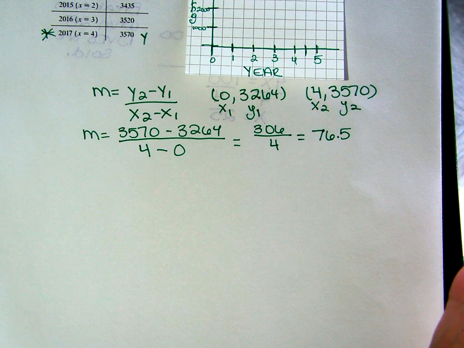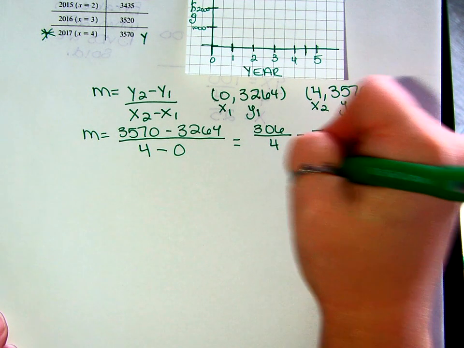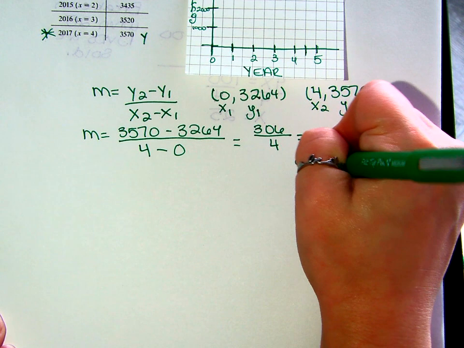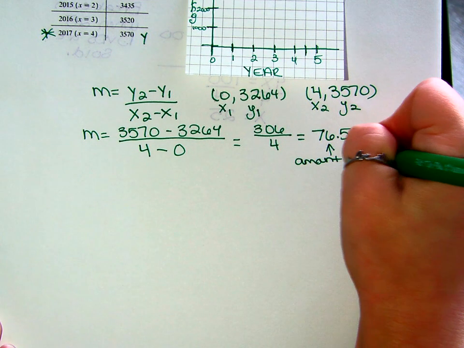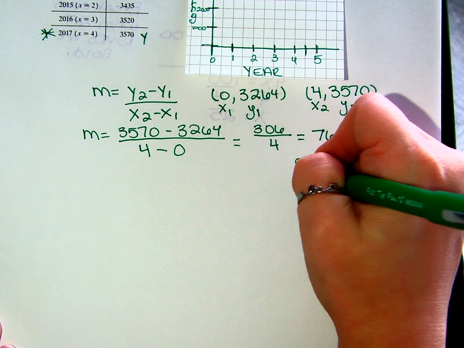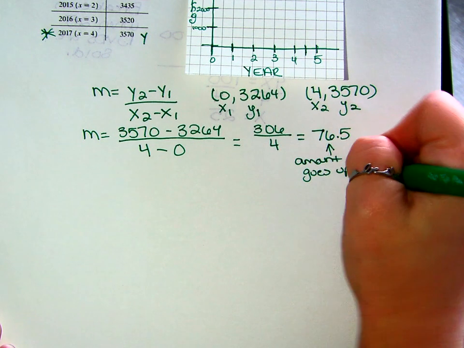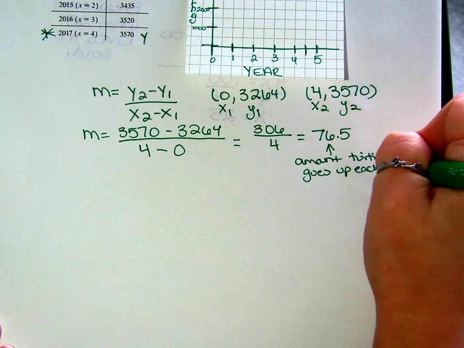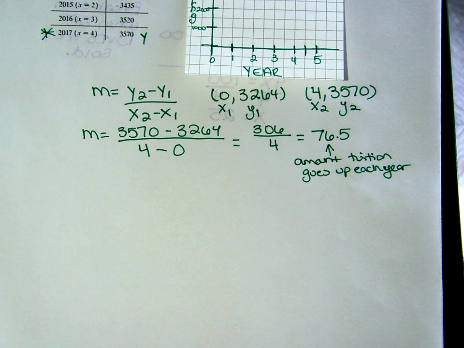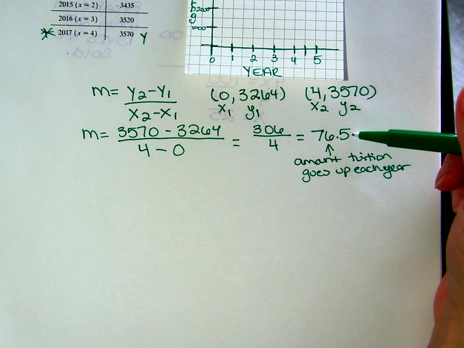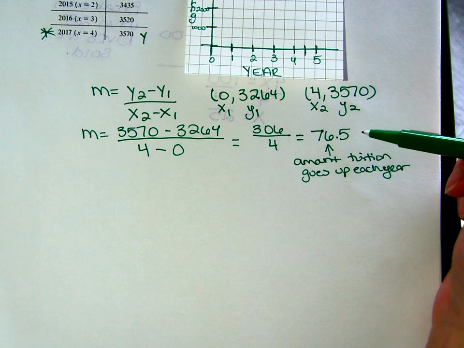Just as a side note, this is the amount tuition is going up each year between those 2 years that we are testing. So if it was a perfectly linear line that we had when we plotted those points, it'd be 76.5 in between each of those dots vertically. So we're using this information as a really rough, really close estimate so that we can come up with an equation that will help us predict the cost of tuition.